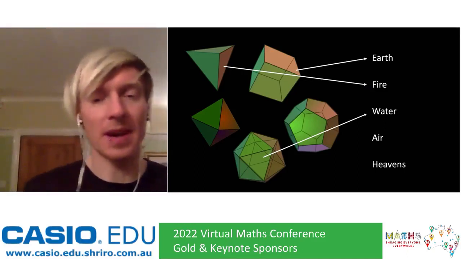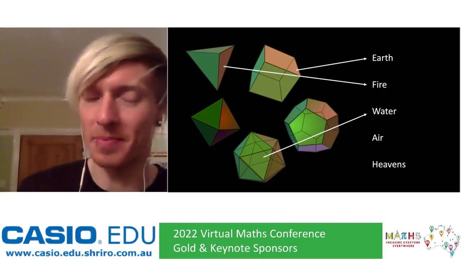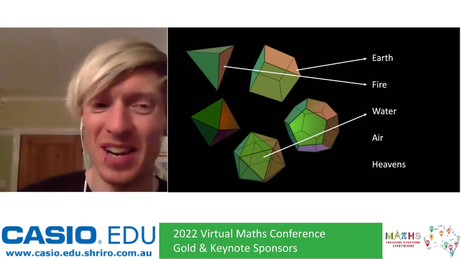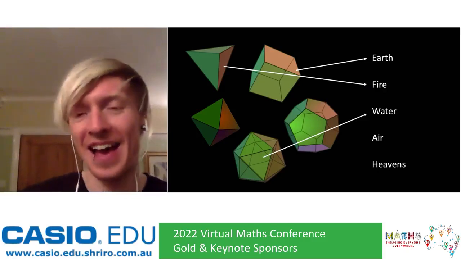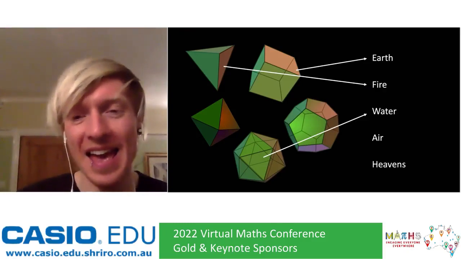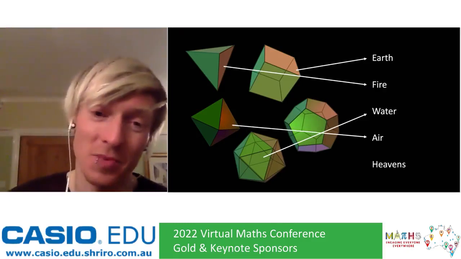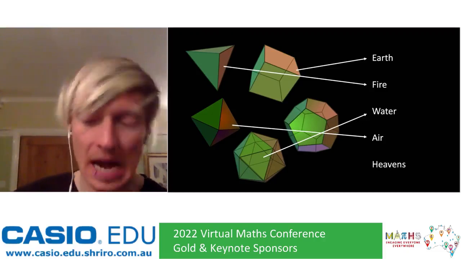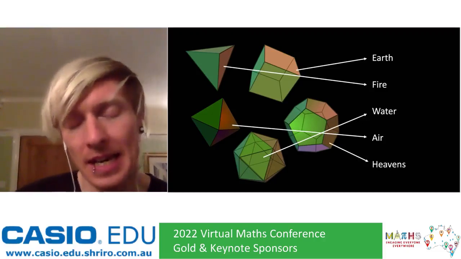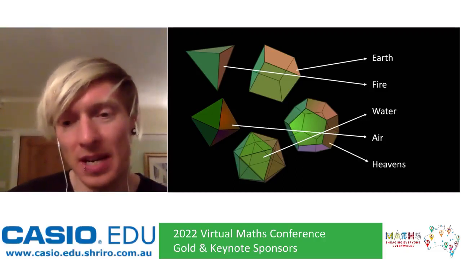Then that leaves the remaining 2, which are possibly the hardest 2 to place, and Plato didn't really have any reasons for these. So air, he associated with the octahedron, and the heavens he associated with the dodecahedron.